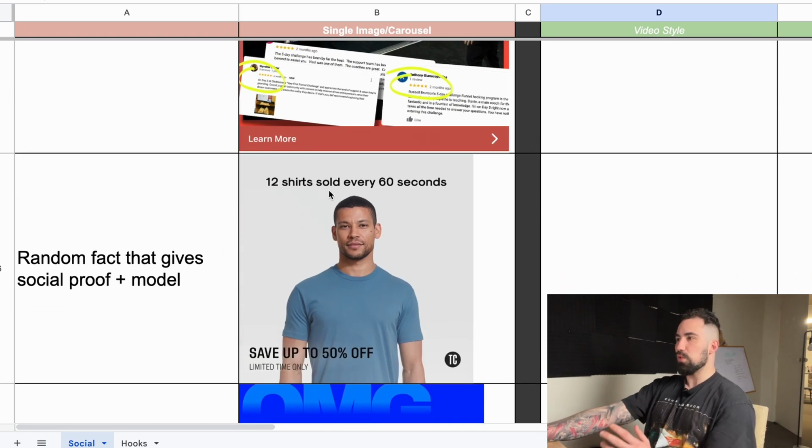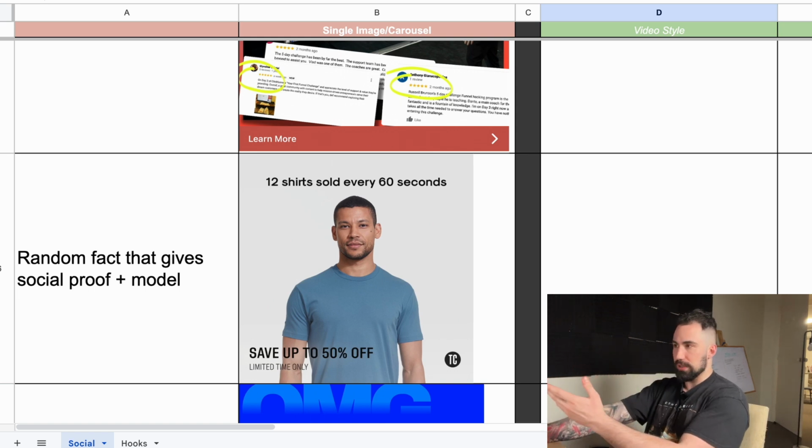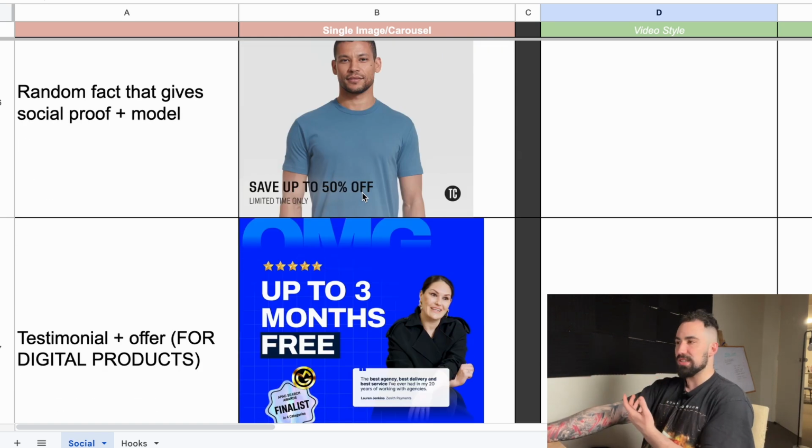I like this. 12 shirts sold every 60 seconds. Alex Hormozi doing this again: average business owner from school makes X amount of dollars. That works great. It gives a random fact, but that fact has to support what you're doing, meaning it has to do something. In this case, it is giving me social proof. A lot of people are doing the same purchase action. Alex Hormozi is saying this is driving results, right? So the fact has to provide something.